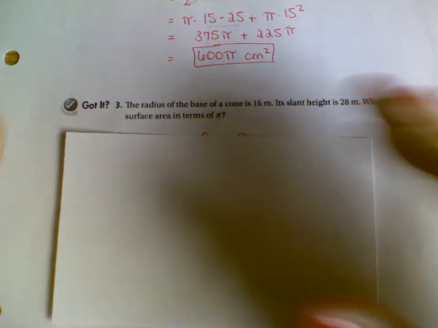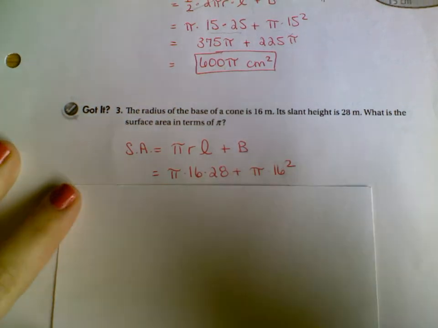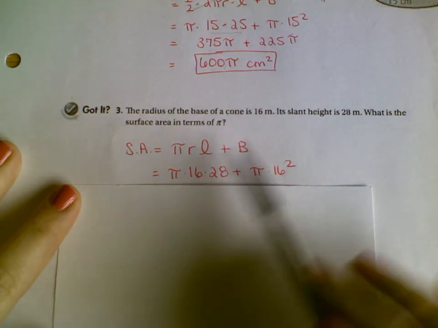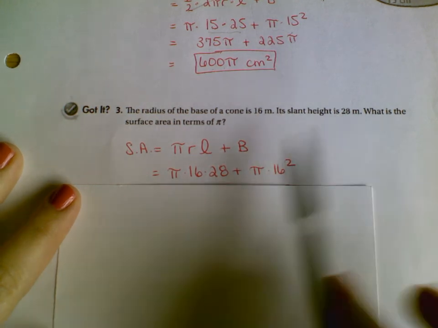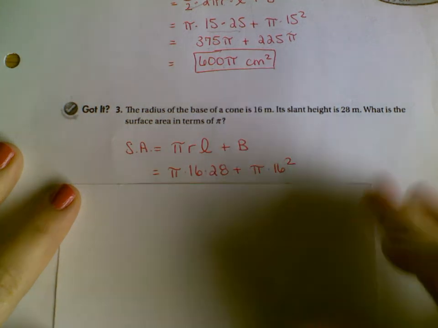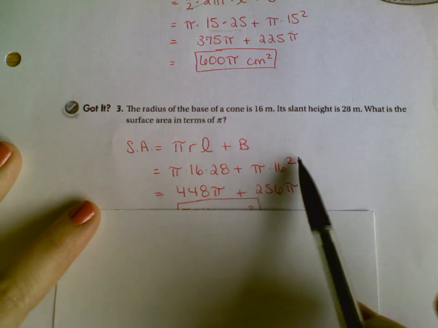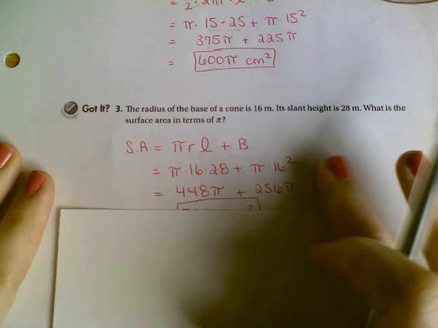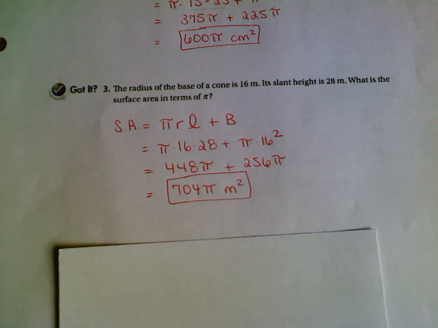Alright, on the last one, I have my surface area formula, so then I start plugging in. So I do pi times the radius, which they told me is 16, times the slant height, which they told me is 28, and then I need to do area of the base, so I do pi times radius squared. So then I computed 16 times 28 is 448, 16 squared is 256, and then I add those two numbers with pi, so I get 704 pi meters squared. Okay, that takes care of surface area of pyramids and cones.